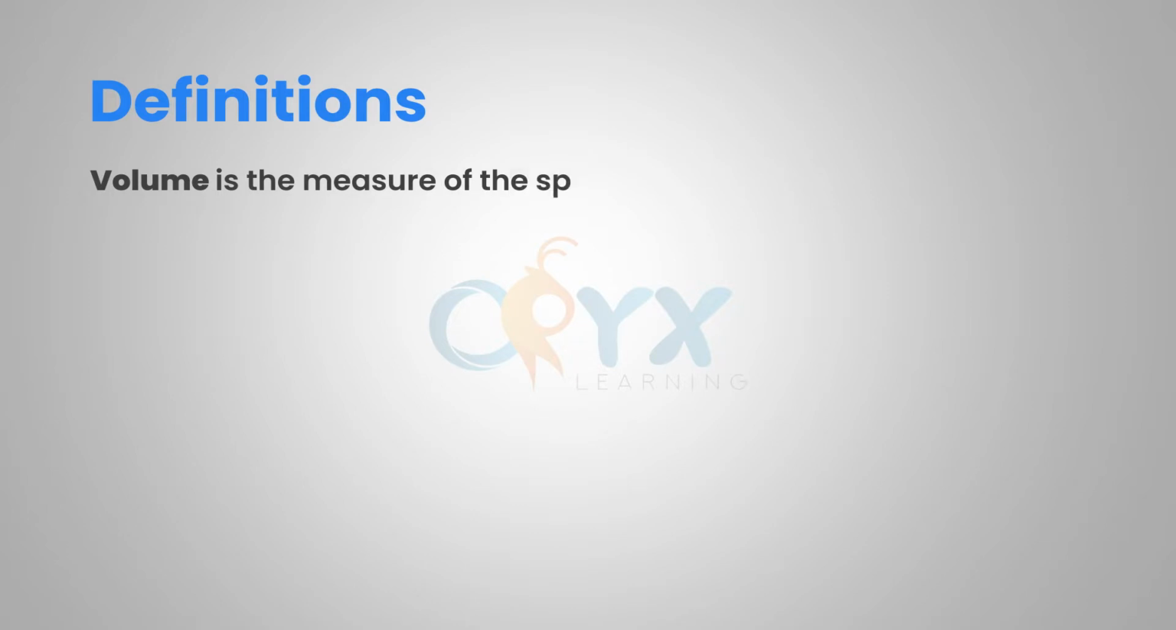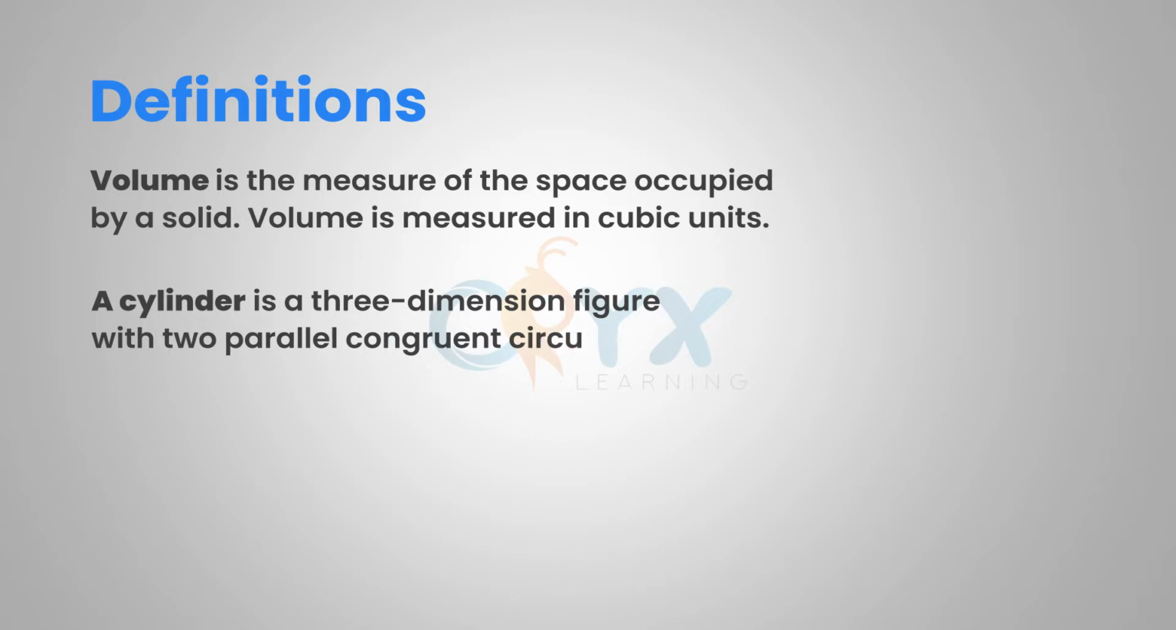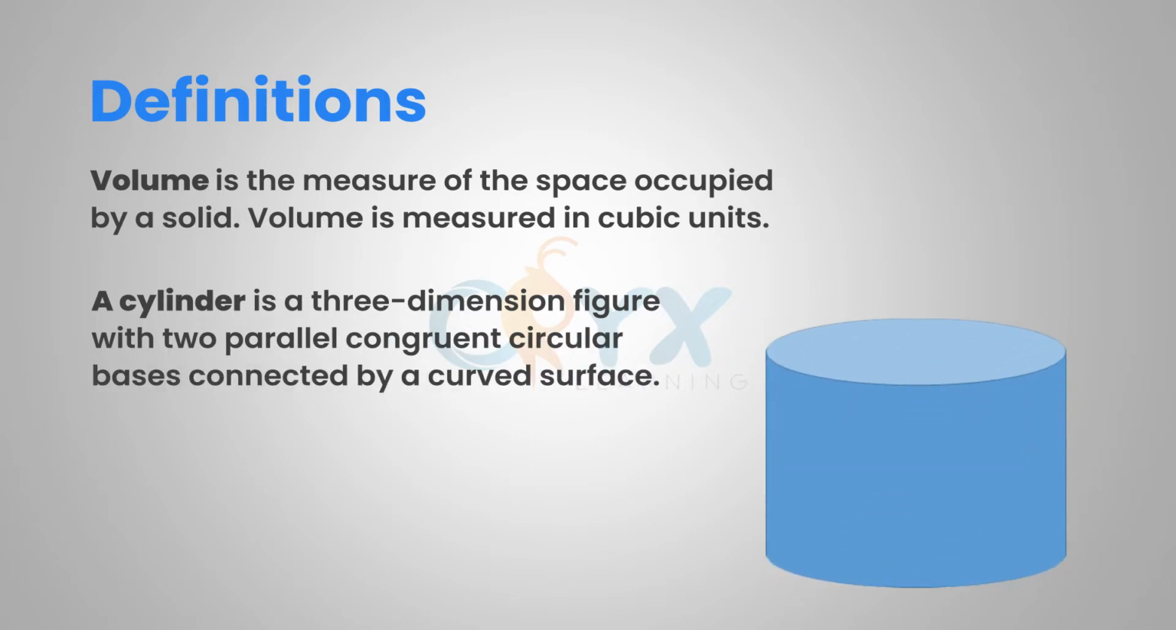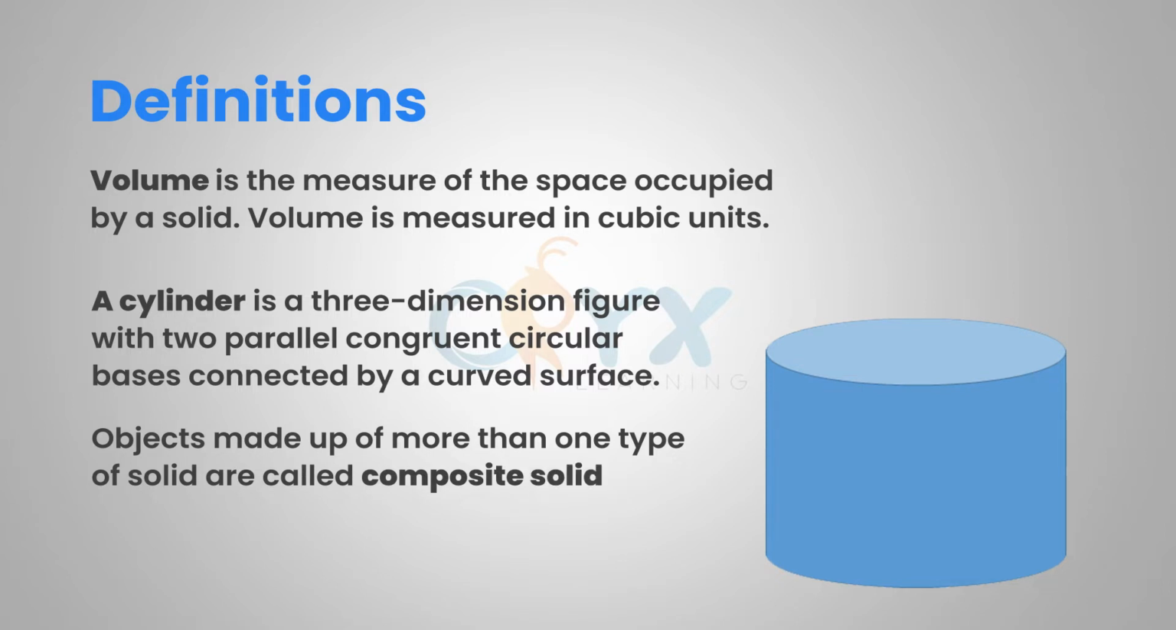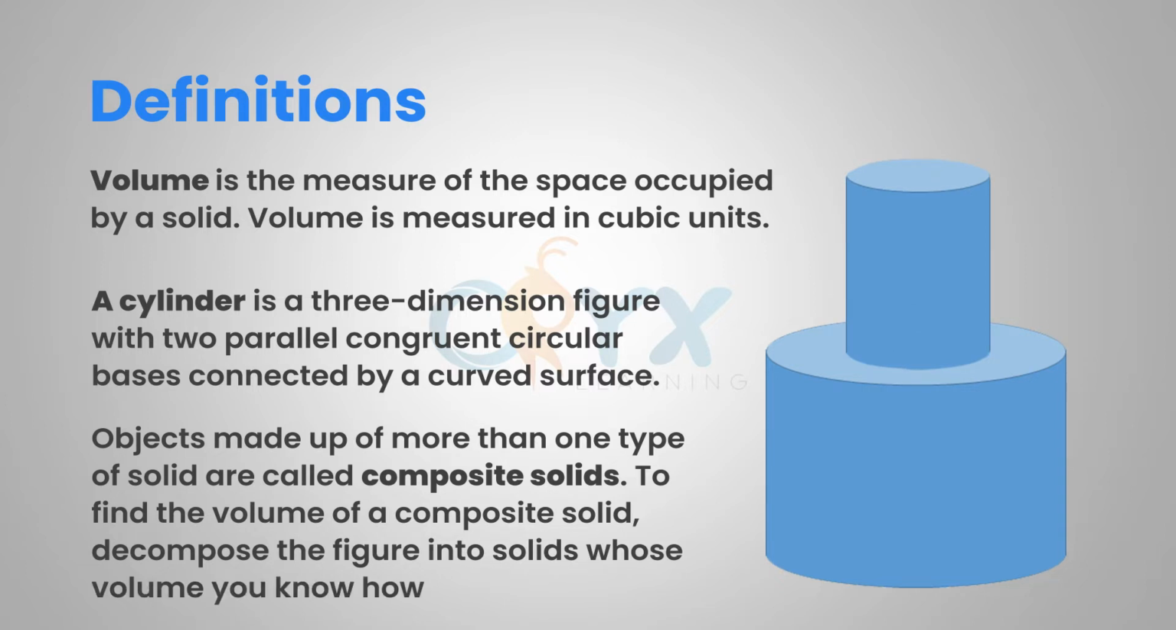Volume is the measure of the space occupied by a solid. Volume is measured in cubic units. A cylinder is a three-dimensional figure with two parallel congruent circular bases connected by a curved surface. Objects made up of more than one type of solid are called composite solids. To find the volume of a composite solid, decompose the figure into solids whose volume you know how to find.